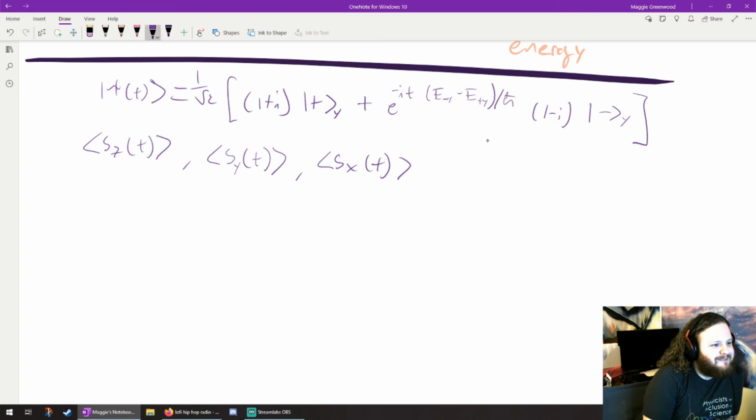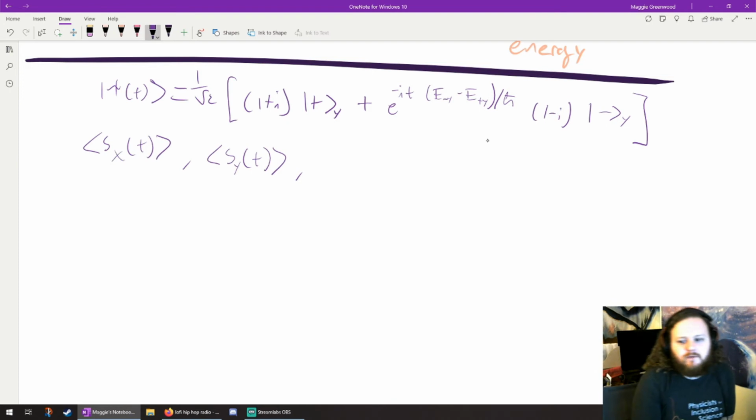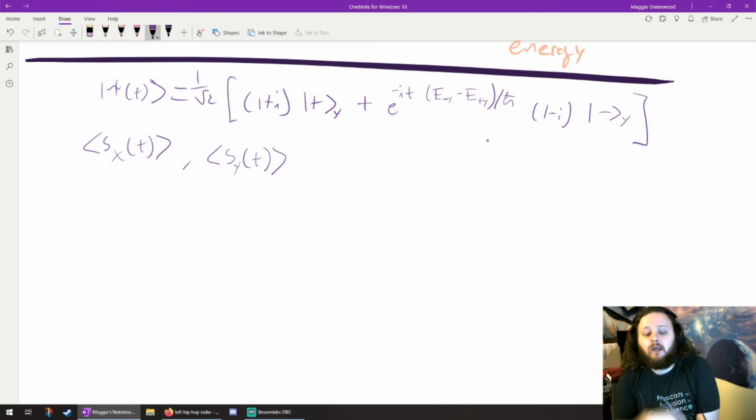Okay, so I'm going to go back and do a subset of these. I'm going to do Sx as a function of time and Sy as a function of time. These are the two expectation values I want to calculate. The reason I want to do these two is because this is the basis of the Hamiltonian, so it might be a little interesting and it'll at least be easy to do.